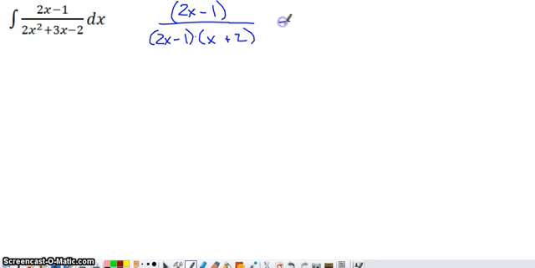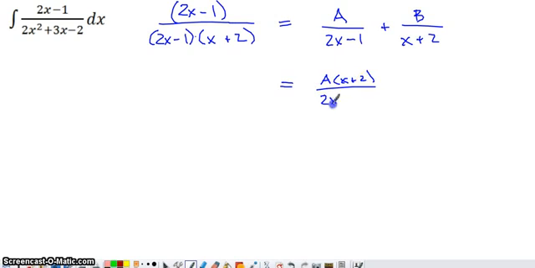Let's say you didn't even realize that. Let's say you went ahead and proceeded with the partial fraction decomposition. You're going to assume that this can be rewritten as some value a over 2x minus 1 plus some other constant value b over the second linear factor, x plus 2. Now if you were going to add these two fractions together, you'd have to have a common denominator, and you'd have to multiply this denominator here by x plus 2, and so you'd have to multiply this numerator by x plus 2, and so that'll give you a times x plus 2 over 2x minus 1 times x plus 2.